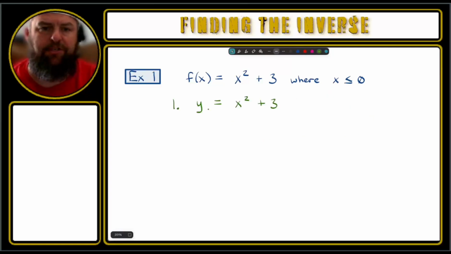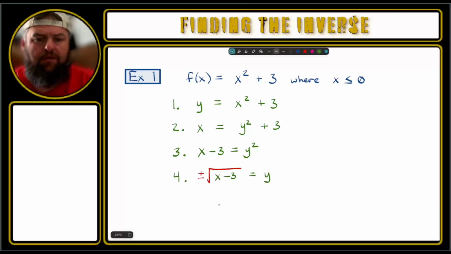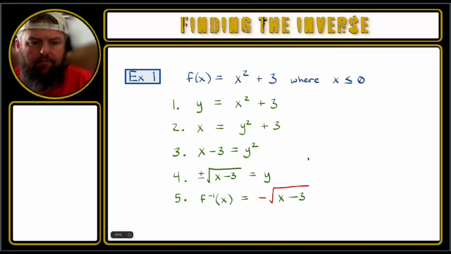Step 1, we change f of x to y. Step 2, I switch x and y. Step 3, I subtract 3. Step 4, I take the square root of both sides. And the final step, I change y to the f inverse of x, and I also only consider the negative side of the square root.